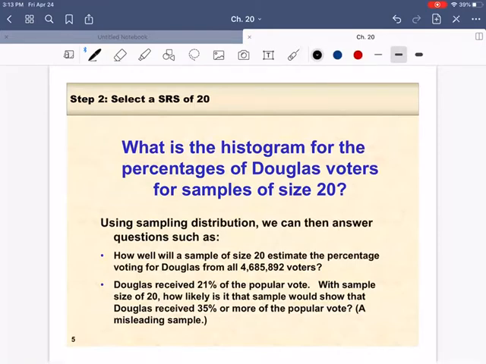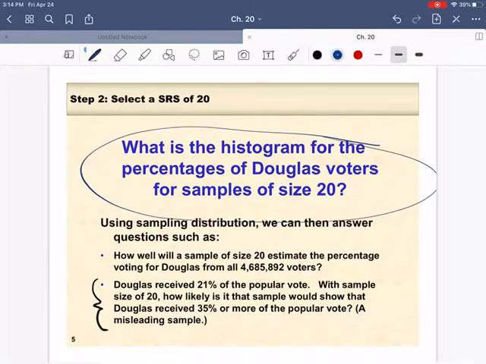So, let's talk about this. So, using sampling distribution, we can answer questions such as, how well will a sample size of 20 estimate the percentage voting for Douglas? And Douglas received 21% of the popular vote. So with sample size of 20, how likely is it that the sample would show that Douglas received 35% or more? And what I really want to focus on is the second question.